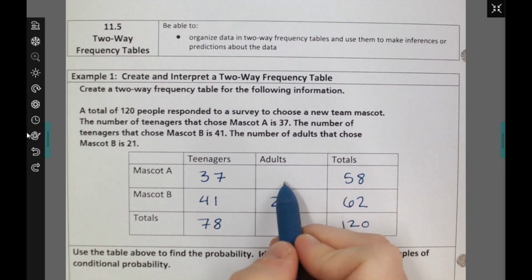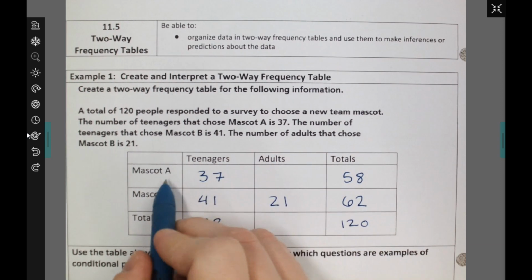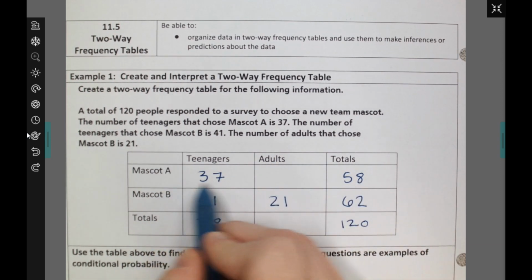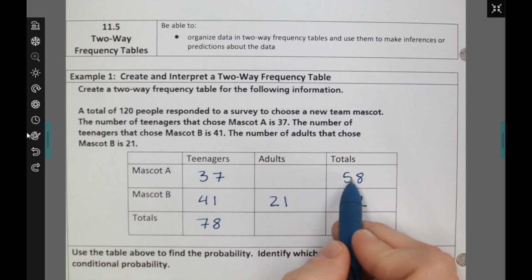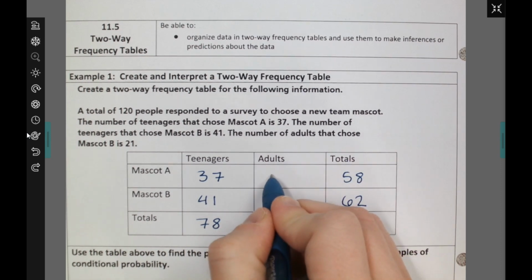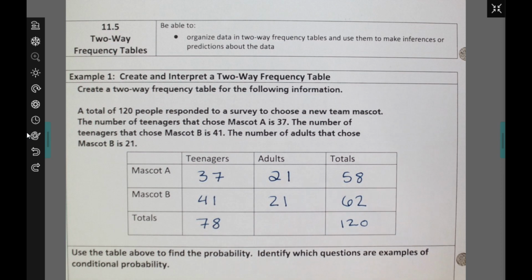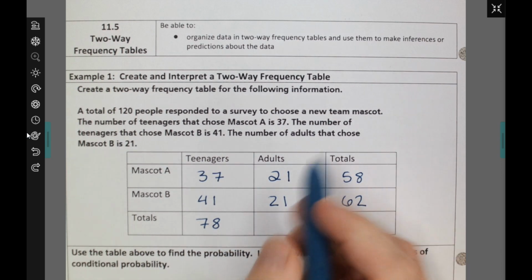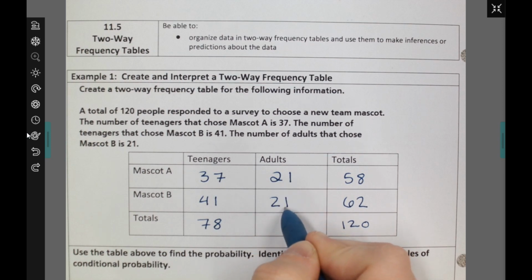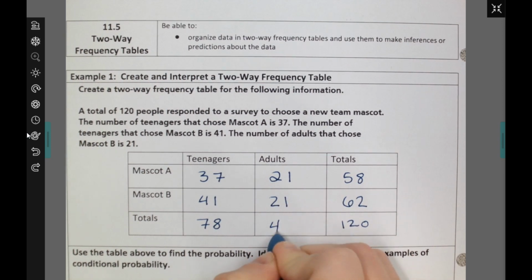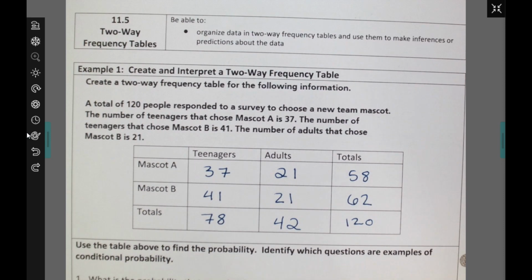I'm now going to look at this cell right here. If I know the total of people that picked mascot A is 58, we know 37 plus a number has to get me to 58. That number just so happens to be 21. And then my last cell, there's two ways you can do it. We can think 78 plus what gets me to 120, or probably the easy way is I have the adults for mascot A, adults for mascot B, add them up, gets us to 42.